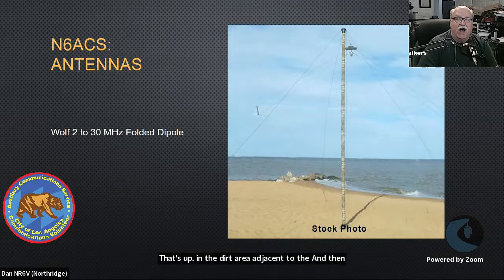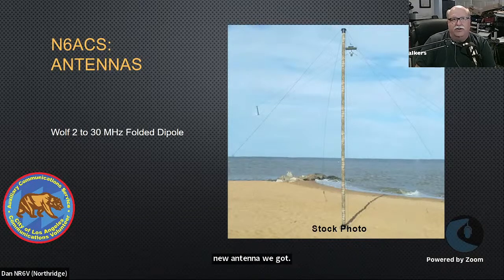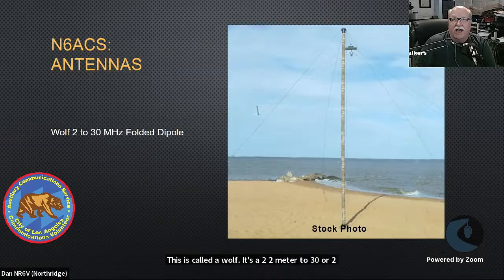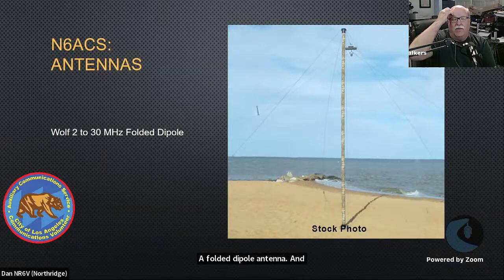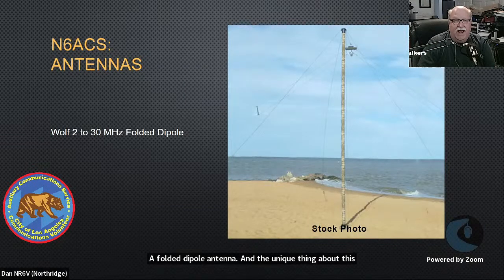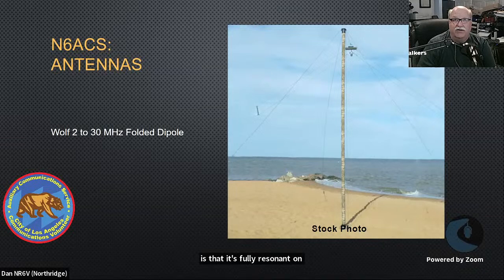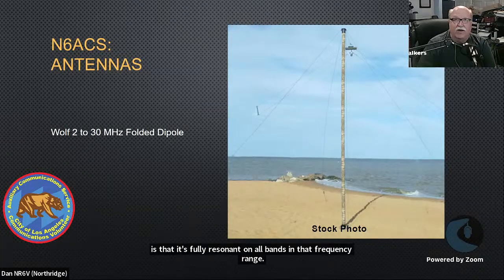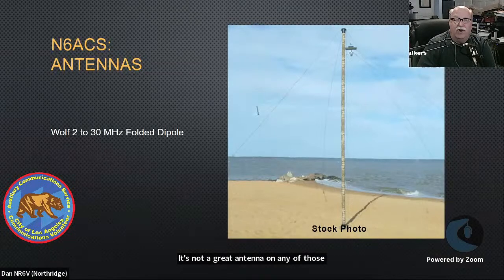And then this is a stock photo, but we experimented with a brand new antenna we got. This is called a Wolf. It's a 2 megahertz to 30 megahertz folded dipole antenna. And the unique thing about this is that it's fully resonant on all the bands in that frequency range. It's not a great antenna on any of those bands, but it's an adequate antenna.